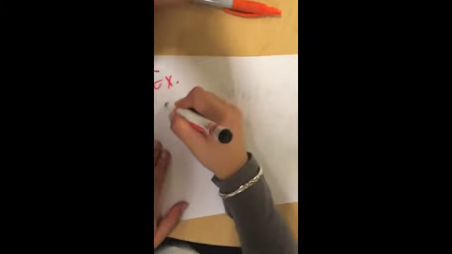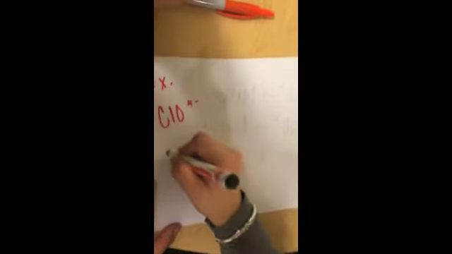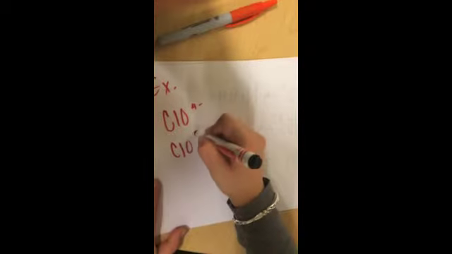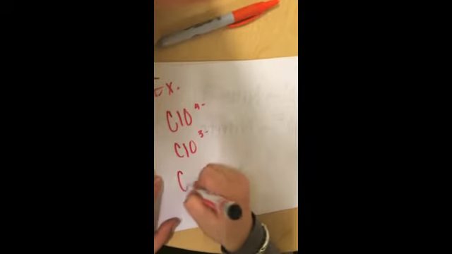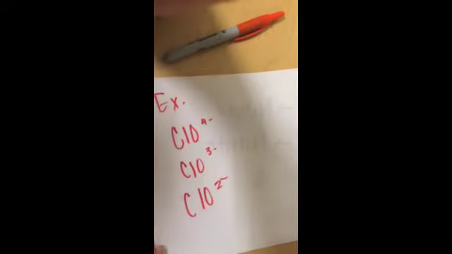Now let's look at a few other examples. So we have ClO with a -4 charge. We have ClO with a -3 charge. And we have ClO with a -2 charge. What does ClO stand for?